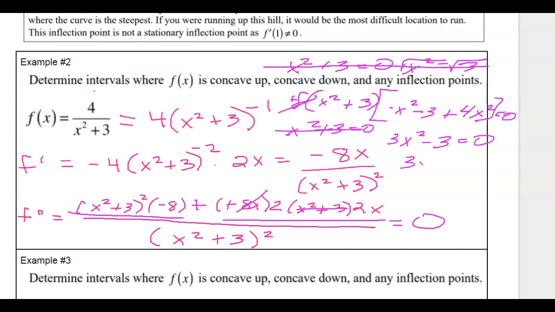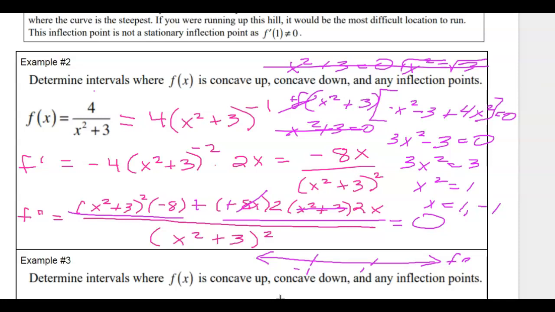Add 3, divide by 3, and take the square root. So I get 1 and negative 1. Okay, I have a little bit of room here. So we're going to put a negative 1 and a positive 1. This is on our second derivative. I want to use this original one.